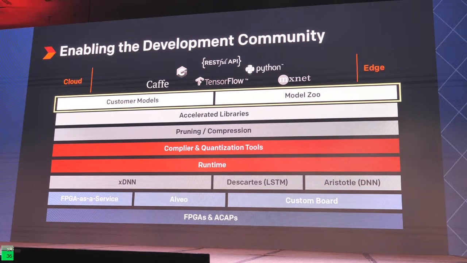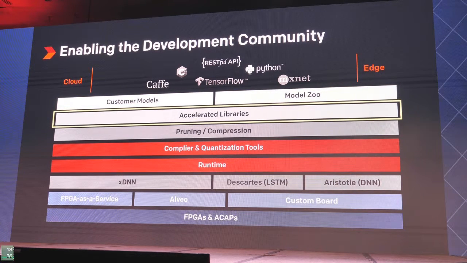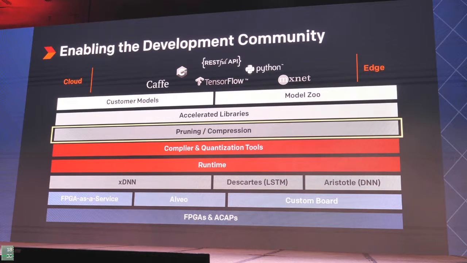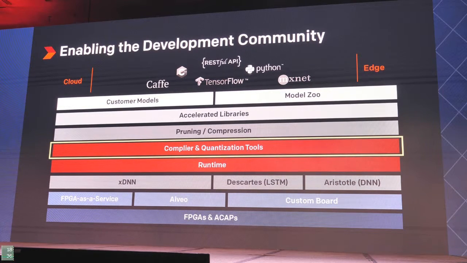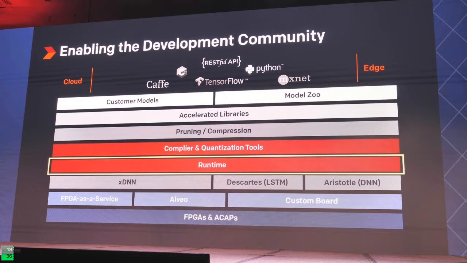We also have accelerated libraries. These are library functions that go around inference engines that allow you to do whole application acceleration. Functions such as OpenCV in the vision space. We have pruning and compression technology that allows you to customize your data flow. We have quantization and compiler tools that allow you to customize the precision, do the retraining, and then deploy your network with no loss of accuracy. We have runtime libraries that allow your AI application to talk to the external CPU host, the x86 host, or the processing subsystem within our device.